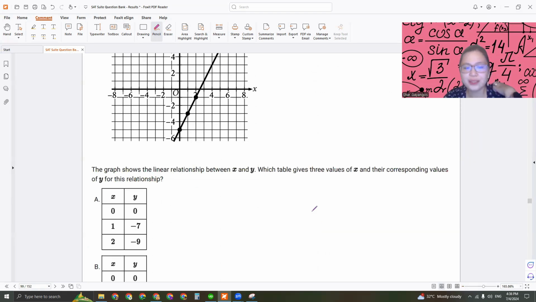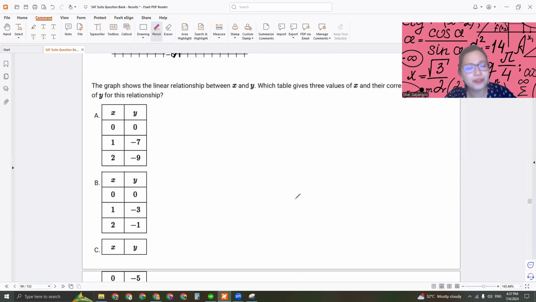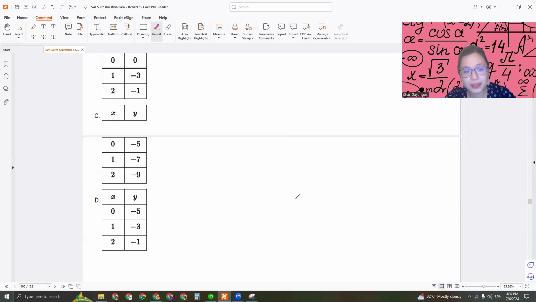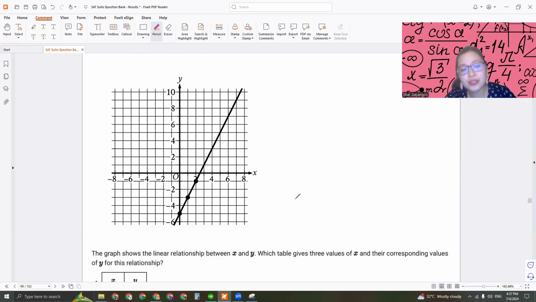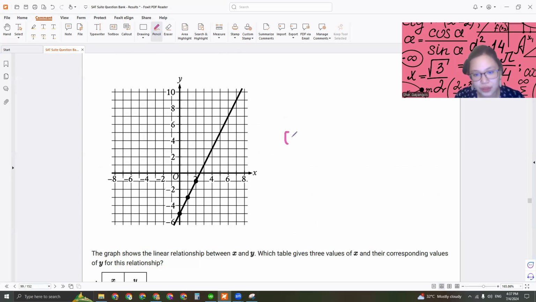The graph shows a linear relationship between x and y. Which table gives 3 values of x and their corresponding values of y? Whenever you have this, of course, expect a table of values. So that you're not confused, and to make sure that you're selecting the right table, write the ordered pairs, okay? Starting with this one here, they're starting with 0, 1, 2. So let's also do that: 0, 1, 2. Find the value where x is 0.